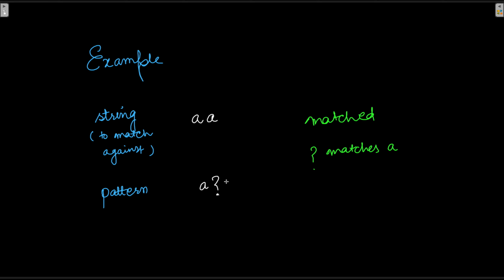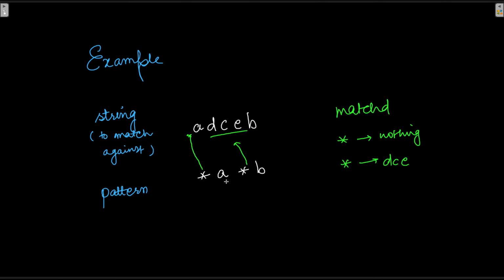So this series of problems can be easily solved using dynamic programming, and we'll see how. Before that, let's take another example. Over here we have A, D, C, E, B, and that is matched against this pattern. So now in this pattern you can see this asterisk is acting against these 3 characters, while the first asterisk is acting against no character at all. That's why it's a match.